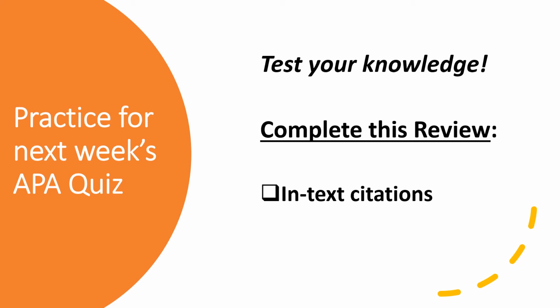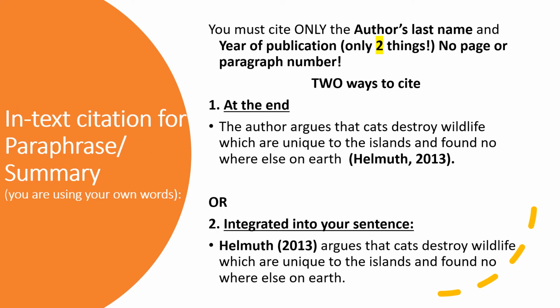Let's test your knowledge. The first thing I want you to do when you see the multiple choice questions on your quiz is ask yourself, is this an example where they are paraphrasing or are they quoting? When you're paraphrasing, you only include two things in the citation. It's always the author's surname or last name and the year of publication.